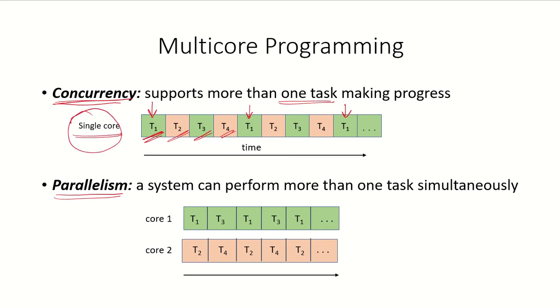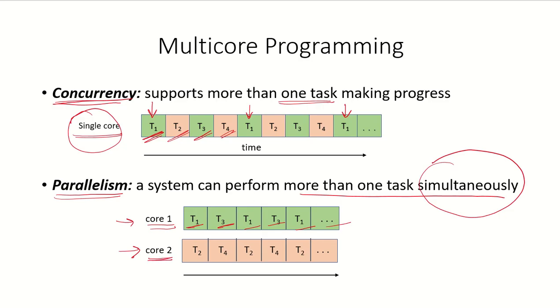Parallelism means that more than one task can be performed simultaneously. So there are multi-core architectures. On one core, we are running threads T1 and T3, so they are being scheduled. And on another core, other threads T2 and T4 are running and they are being scheduled by the scheduler. So this is the difference between concurrency and parallelism.